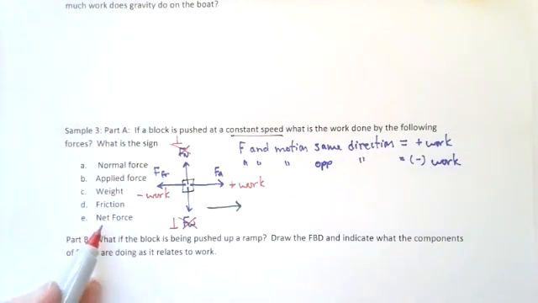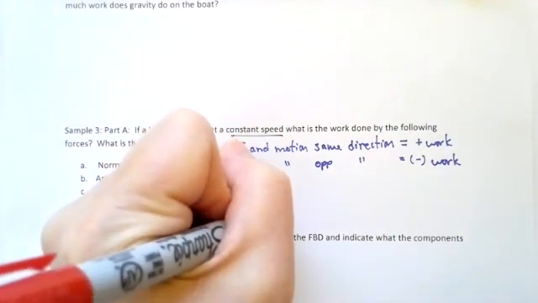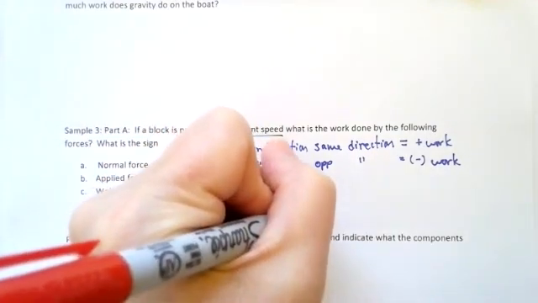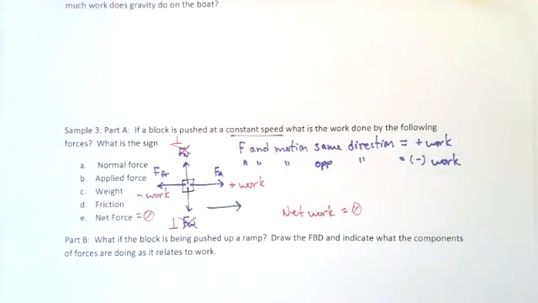Well, what about my net force? Is my net force doing any work? What happens if I add all these vectors up, guys? My net force is 0. So that means my net work is equal to 0. Even though I'm moving, yeah.